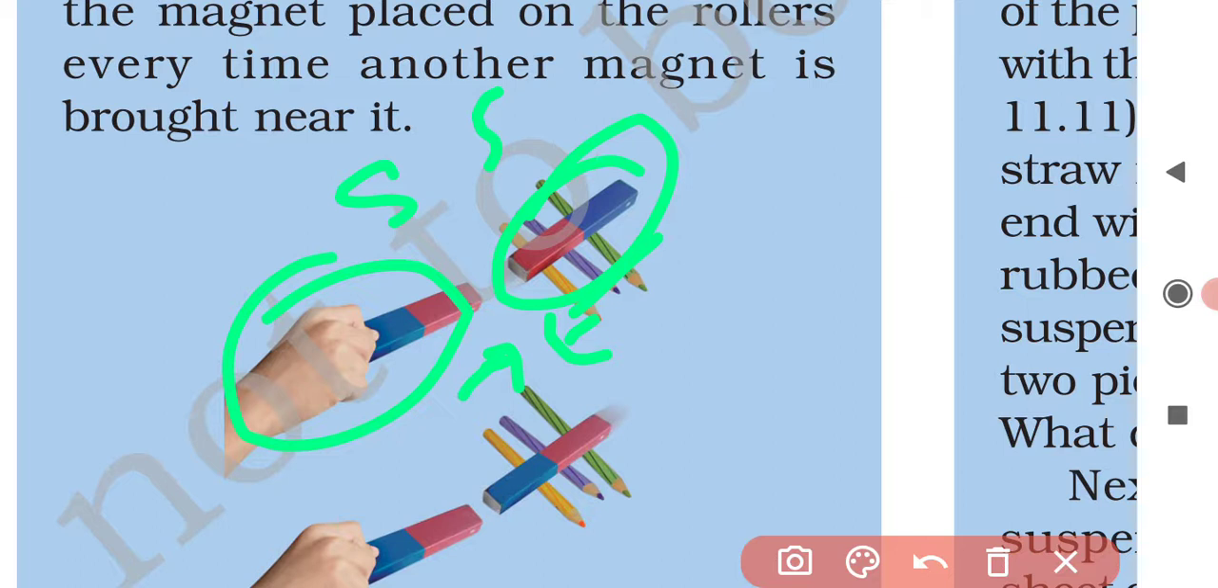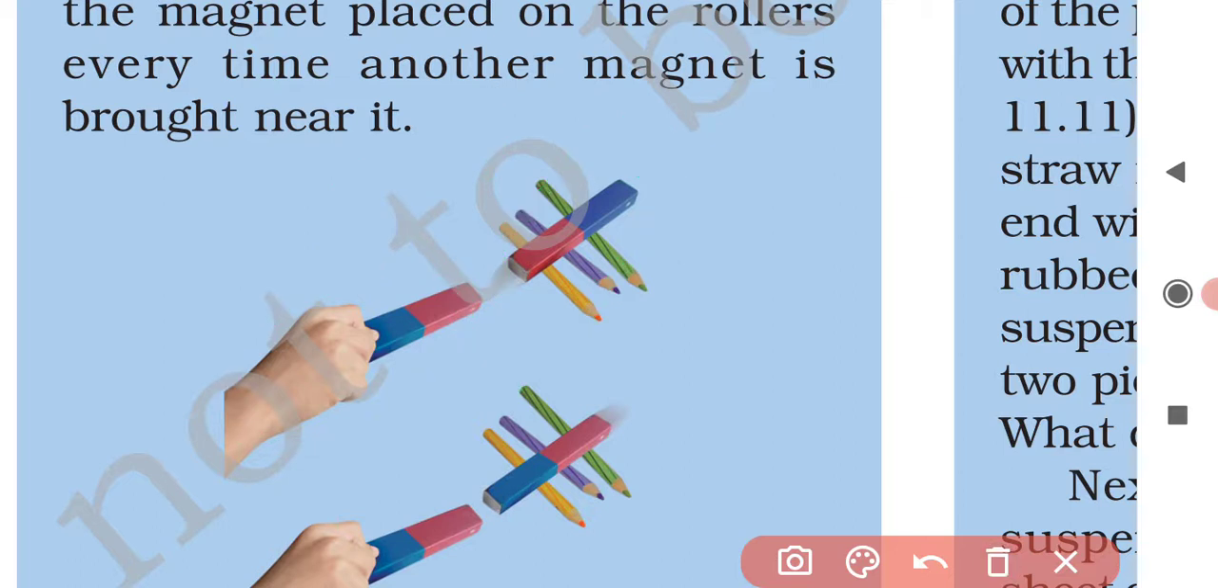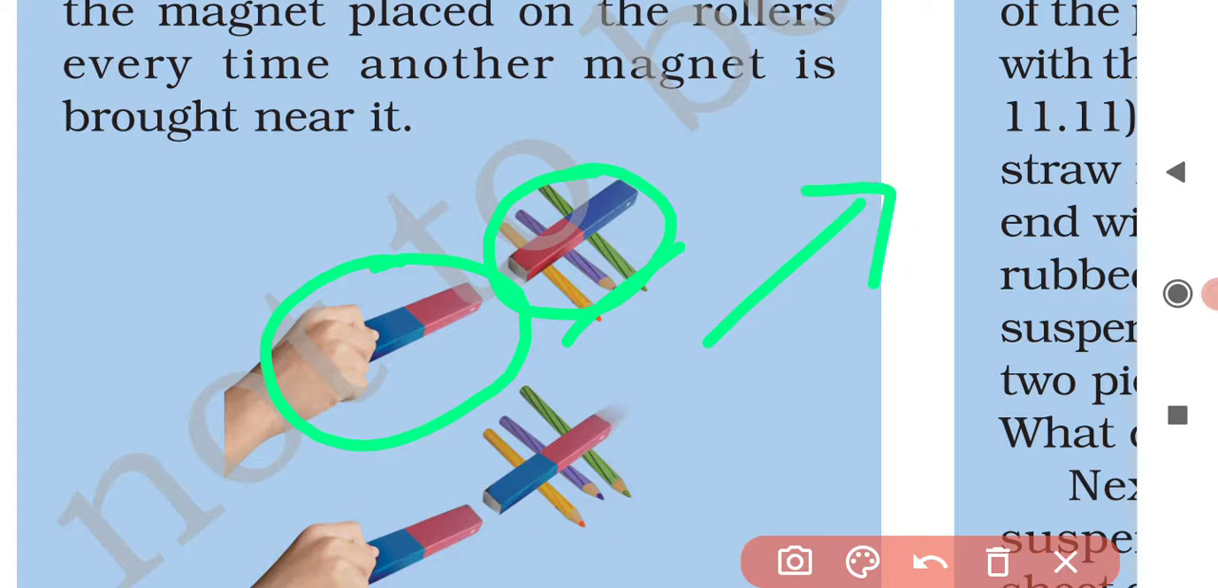What will you observe here? If we bring the south pole of the magnet, which we hold in our hand, nearer to the south pole of the other magnet, which is over the pencils, then what will happen? The magnet which is placed on the pencils will begin to move away. Move away means it will move to the other side, that means to the right hand side. Okay, are you getting it? The magnet placed on the rollers begins to move away from the hand held magnet.